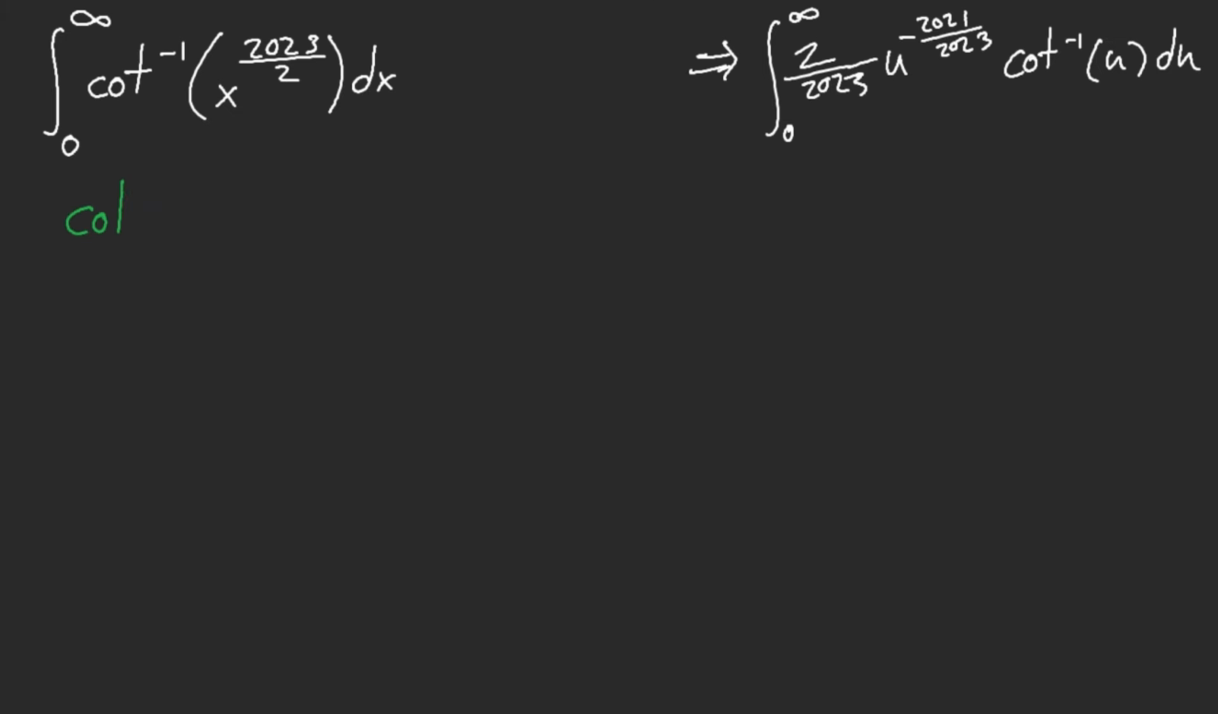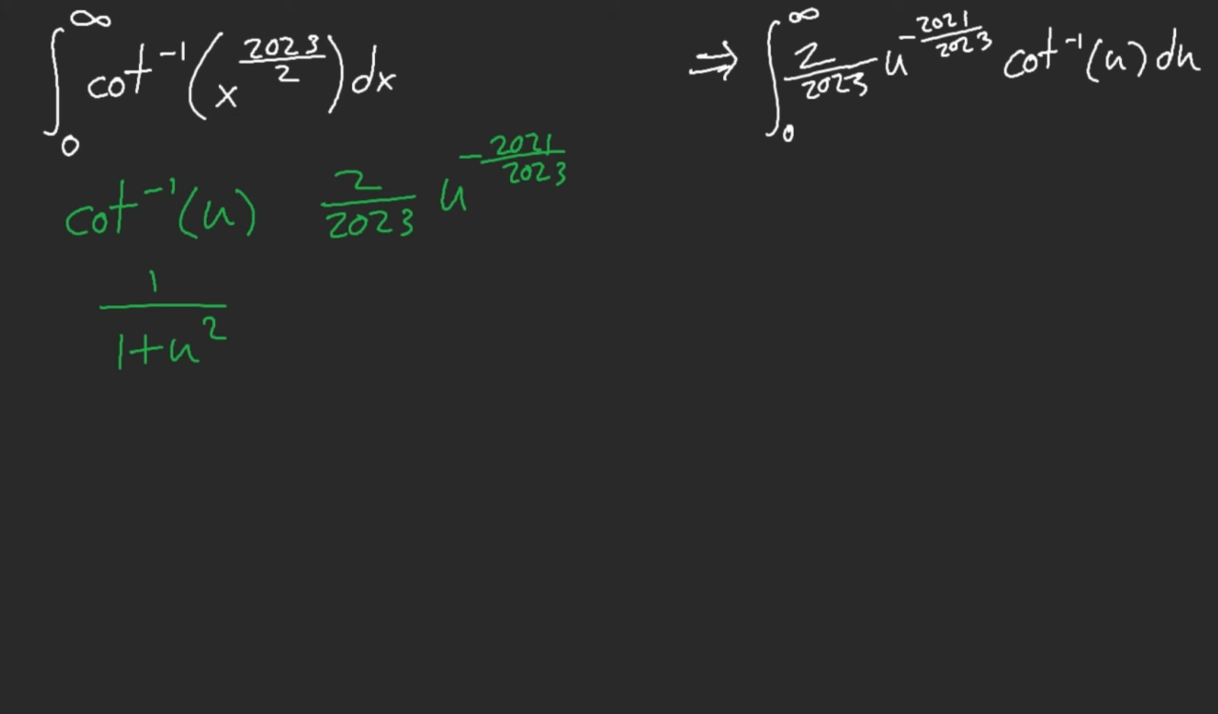We have inverse cotangent of u, and then we have u to the power of, actually, I'll bring the constant in so that I don't forget. And we have u to the power of negative 2021 over 2023. This is going to become a positive 1 over 1 plus u squared, because inverse cotangent, when you derive it, you get a negative out of it.